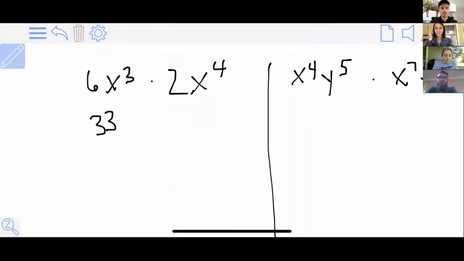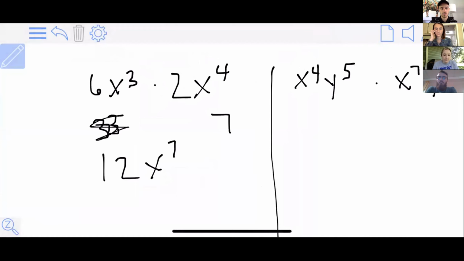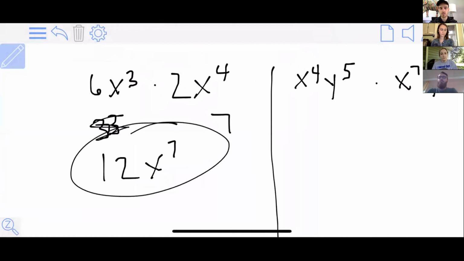Anyway, 3 plus 4 is 7 as the exponent. Correct. And we can multiply the 6 and the 2, so then we have 12x to the 7th power. Good. So what you're essentially doing there is you recognize that you have the same base. And do we remember what we call the 6 and the 2 out front? There was that special vocab word. You might remember it. Mike? Coefficients. Coefficients, yes. So the coefficients you can just multiply like you normally would with two numbers. So you have 12x to the 7th.